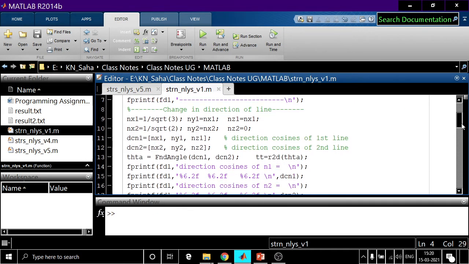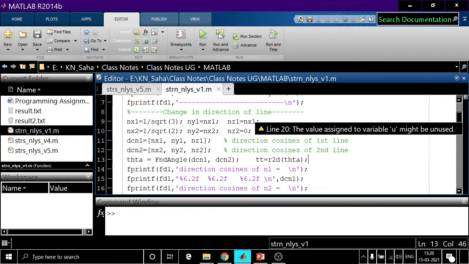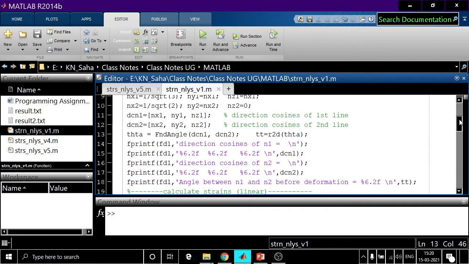So this will give the theta value. Let us see up to this. If we run this program and see the result on our screen, the value is also written in the result file. Direction cosines are written, and then this value of theta is also written there. But here let us see what the values are on the screen. Let us run this program.